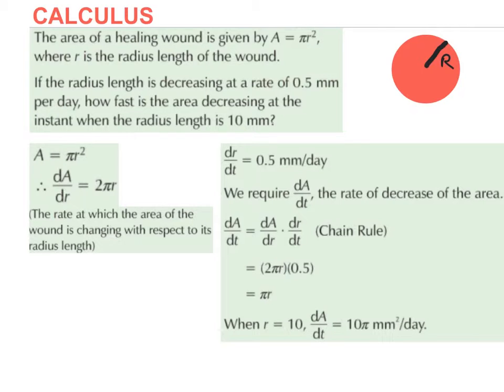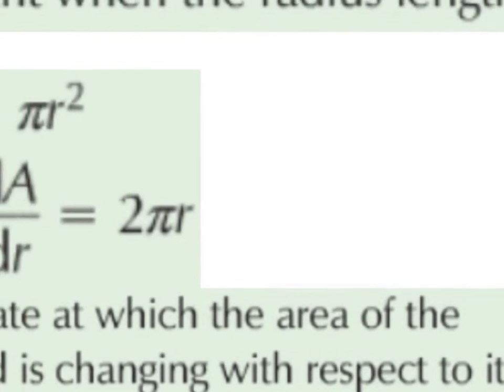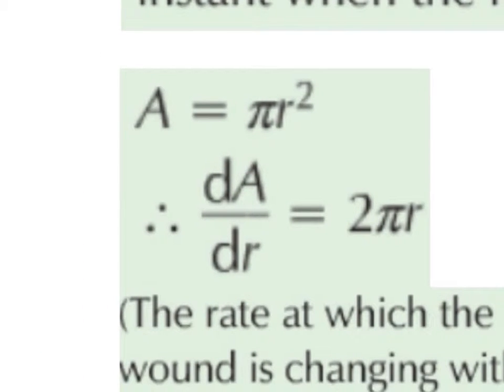So what we do is bring the power down in front and reduce the power by 1. Bring the power down in front, so we get 2 in front of the pi r, and reduce the power by 1. 2 minus 1 is 1, so we have 2 pi r to the power of 1, or just 2 pi r. So the derivative of pi r squared is 2 pi r.